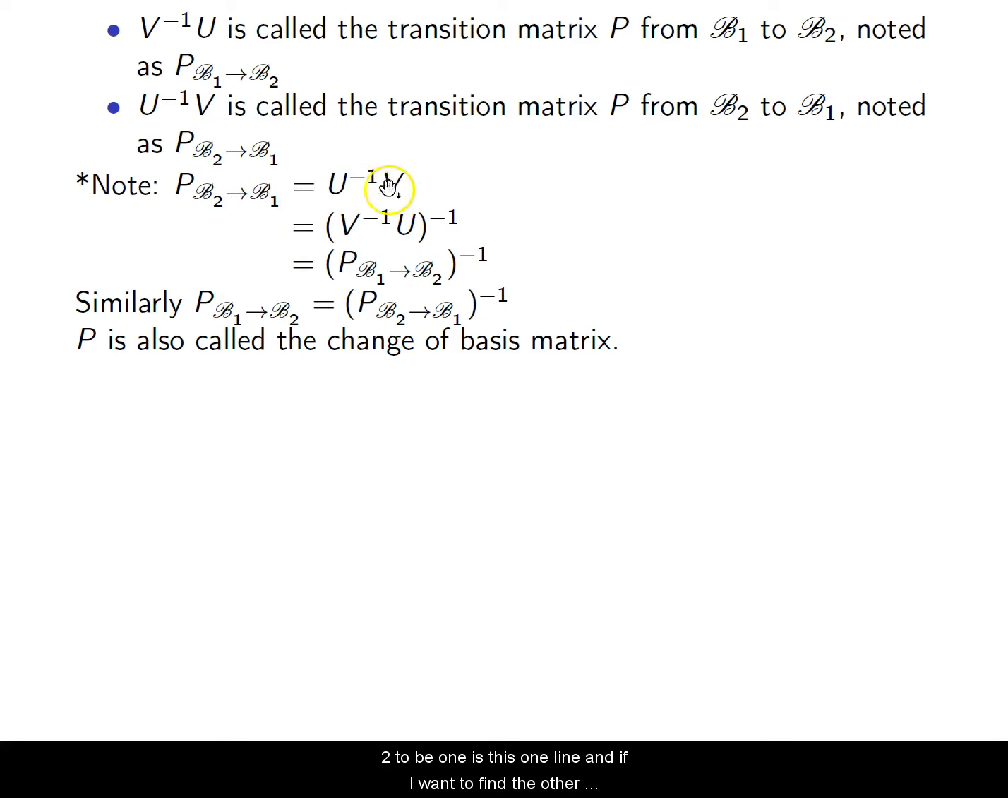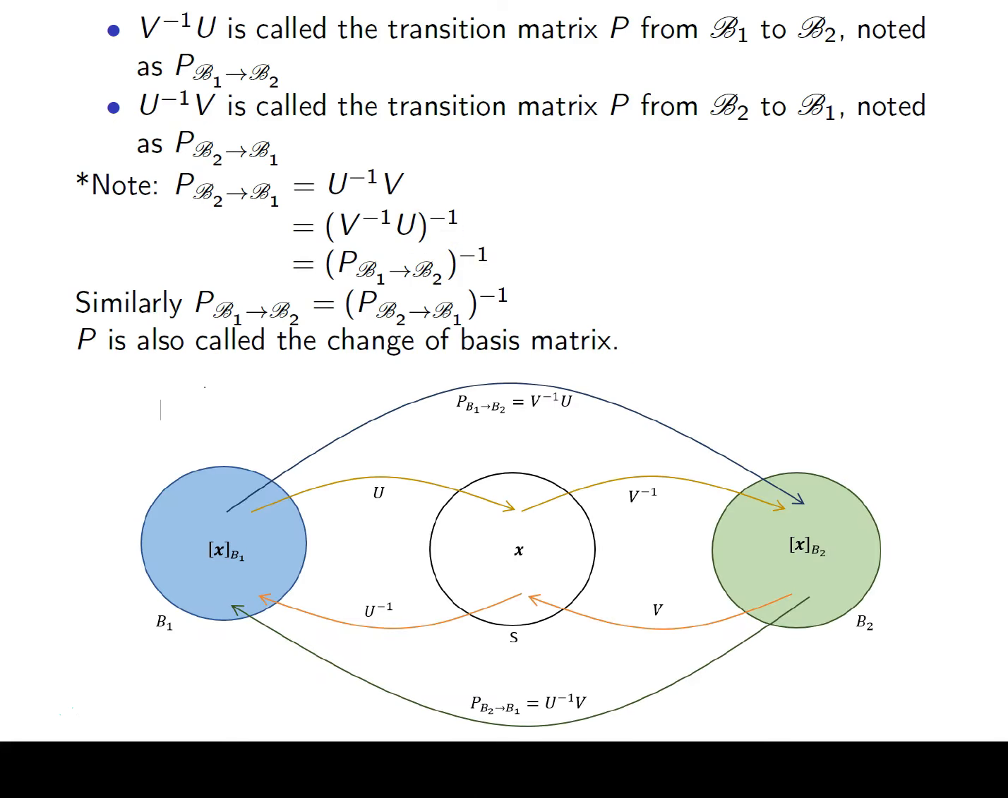B2 to B1 is this formula, and if I want to find the other one, I would take the inverse, or vice versa, okay? Whichever basis I'm going from and to. So let's look at this. I know this looks kind of complicated, but let's think about this, okay?